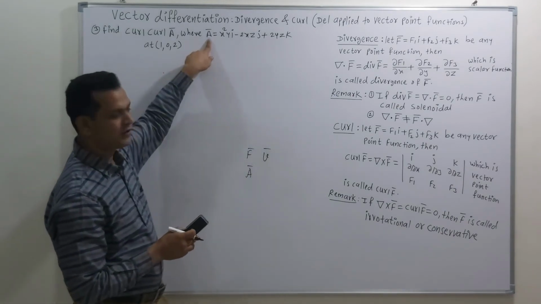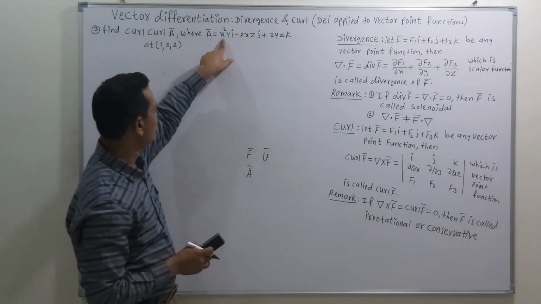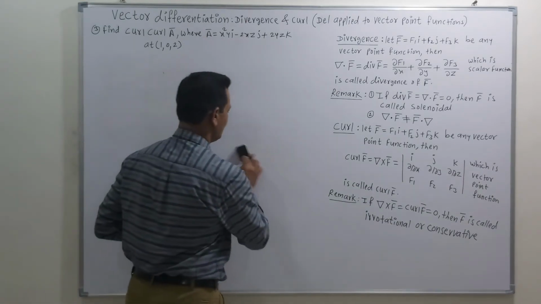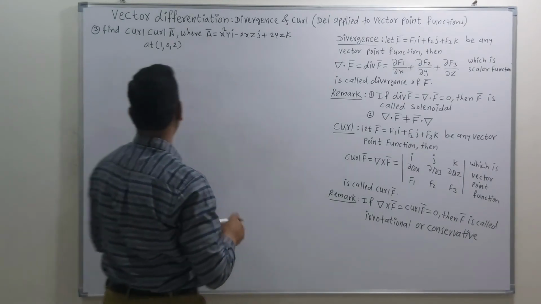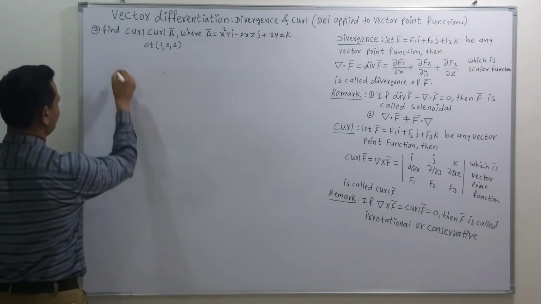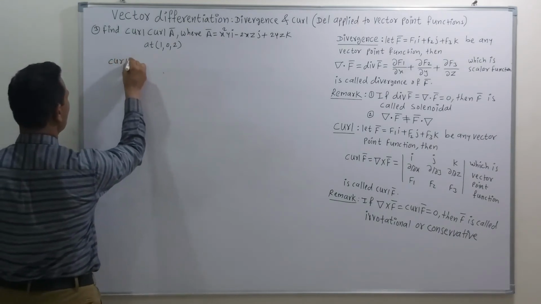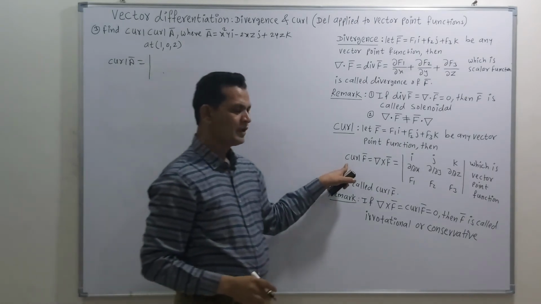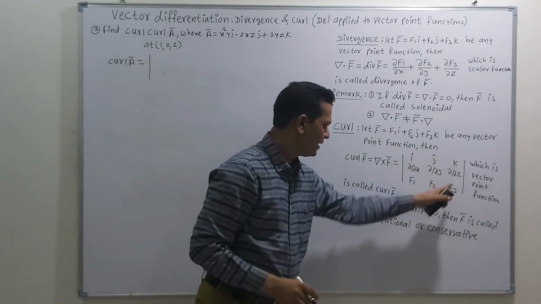Now here the notation for the vector is A bar, that means this is the value of a1, this is the value of a2, this is the value of a3, similar to f1. Now friends, first find out the value of curl of A bar. According to the definition, curl of a vector is defined by this term.